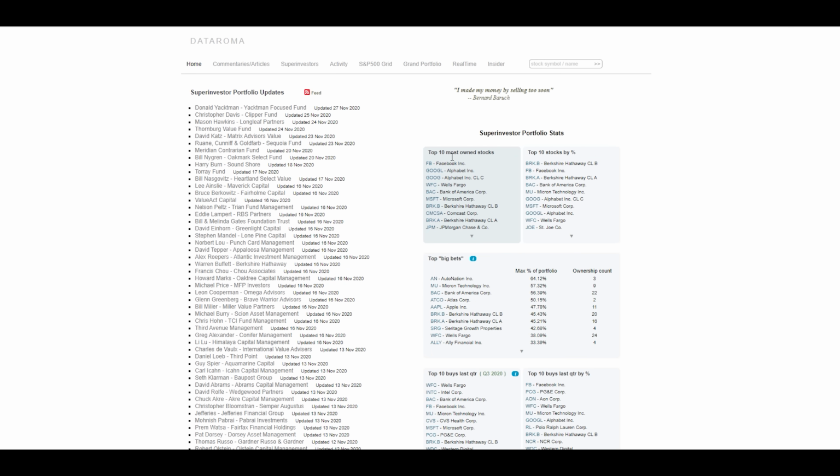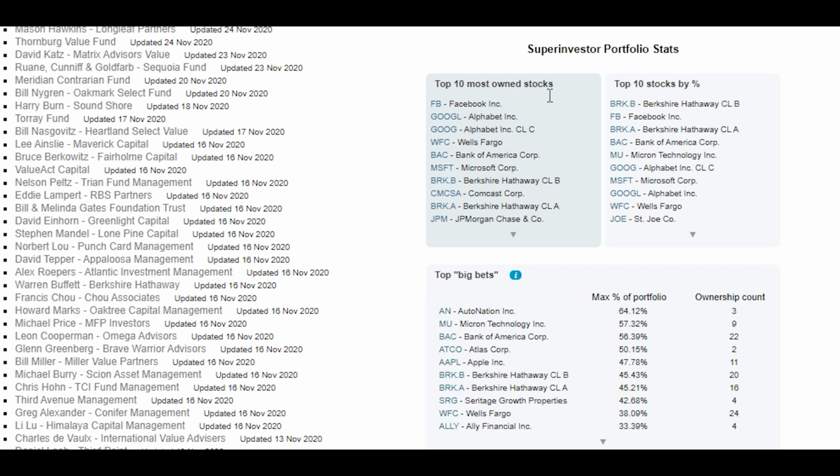The other reason that I also like this website is because it puts all these super investors' 13Fs together, and it gives you the information on what are the top 10 most owned stocks by the super investors. Okay, 69 super investors, the top 10 most owned stocks are Facebook, Google, Wells Fargo, Bank of America, Microsoft. That gives you a hint that, okay, maybe some of these companies you might want to look into.